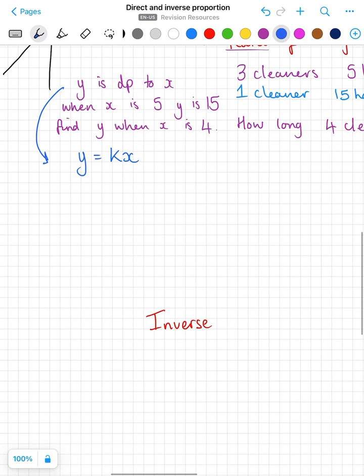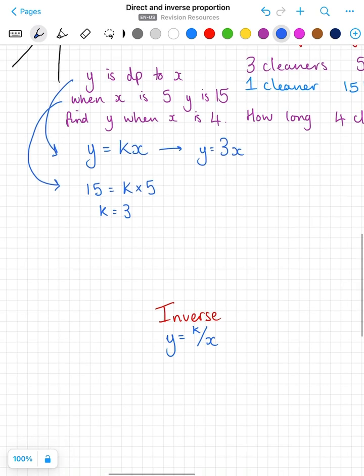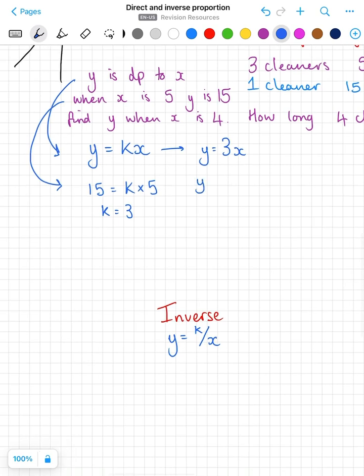If it's directly proportional, we are doing our k multiplied by x. If it's inversely proportional, it's k over x. Now we substitute in what we know. When x is 5, y is 15. So here, 15 divided by 5, k is equal to 3. So now we found our special k, y is equal to 3x. Find y when x is 4. And now we can do our final step and substitute in. 3 times 4, that's y equals 12.